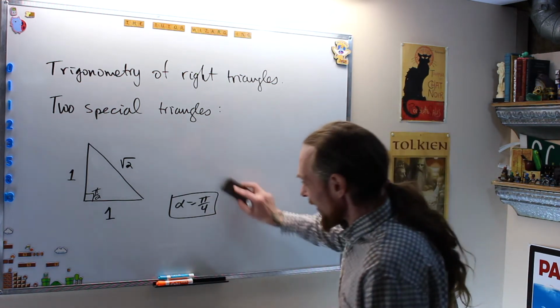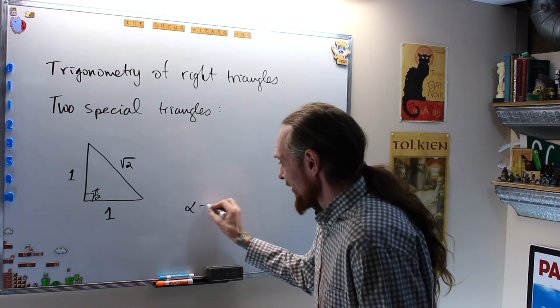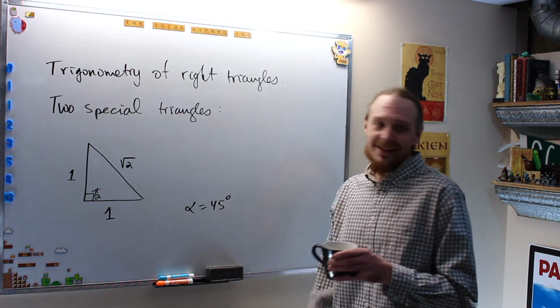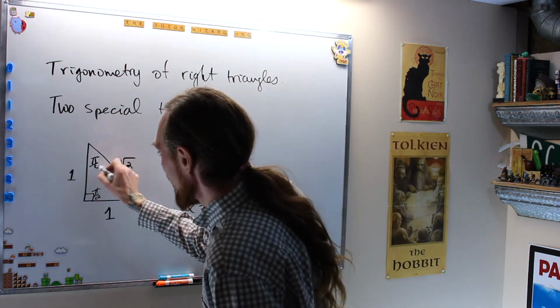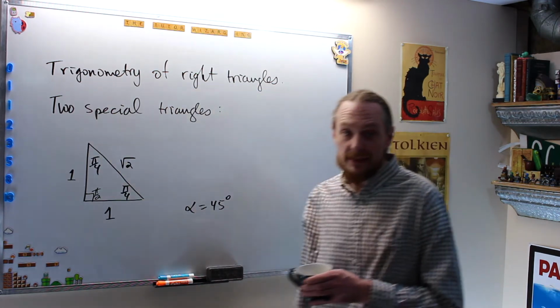So alpha clearly is 45 degrees then. And we get pi over 4 and pi over 4, or 45 degrees.